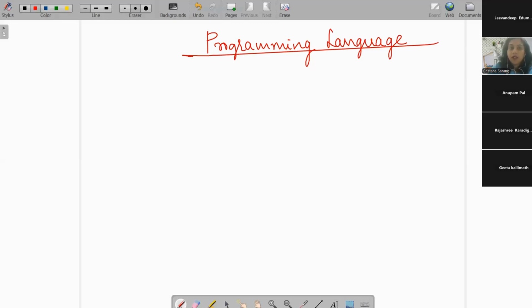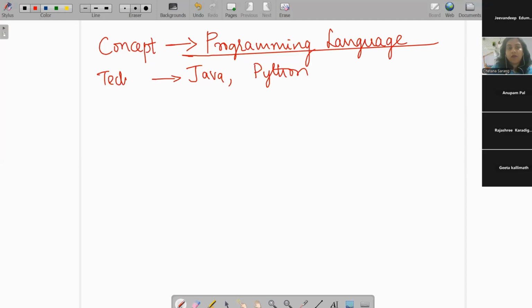So programming language is a concept. It's not a technology. It's a concept. The specific programming languages, like Python and Java, are called technologies. They are specific programming languages. Concepts are like physics, chemistry, maths, they are not technologies. Like that, programming language is also a concept. And the technologies could be all the languages: Java, Python, C, C++, C Sharp, and so on.